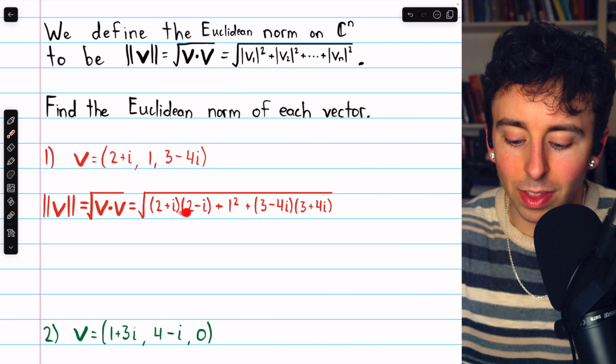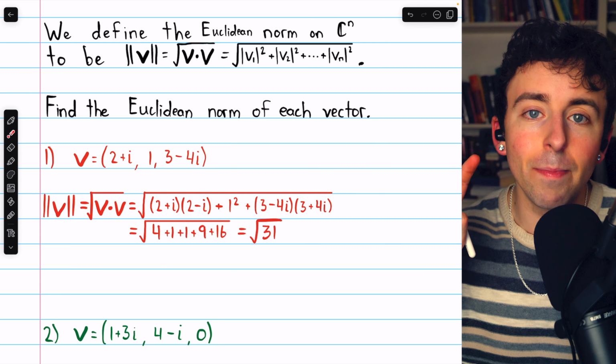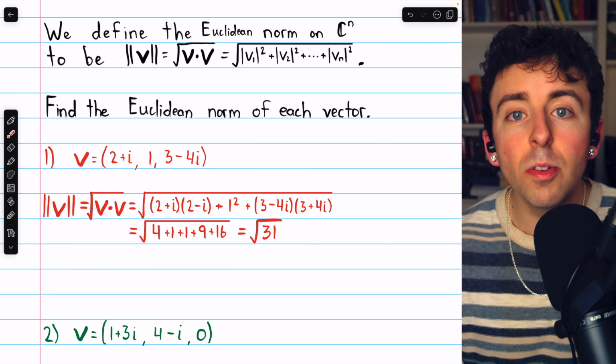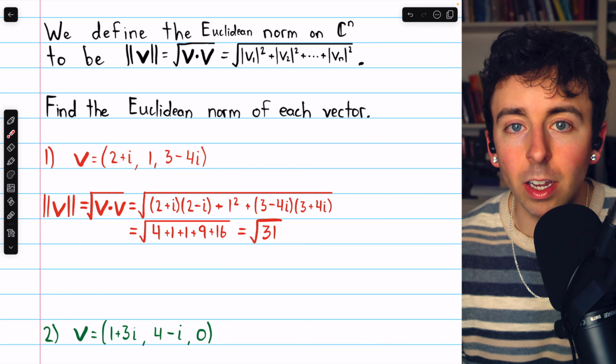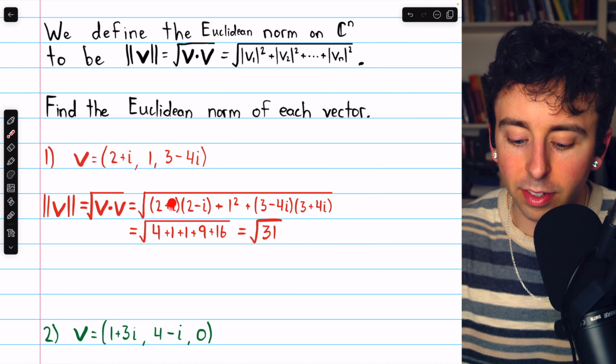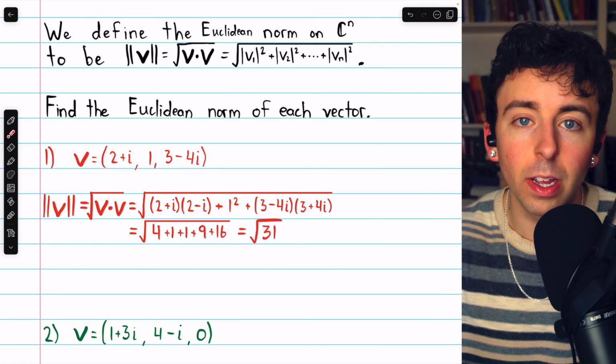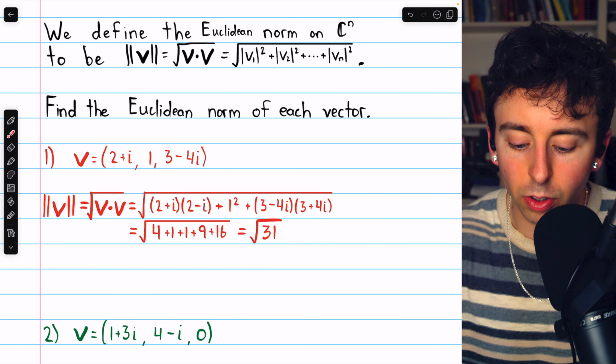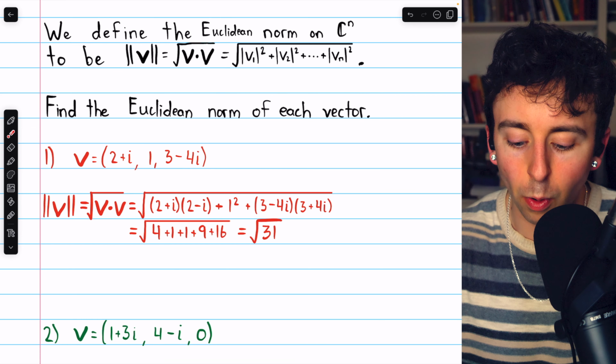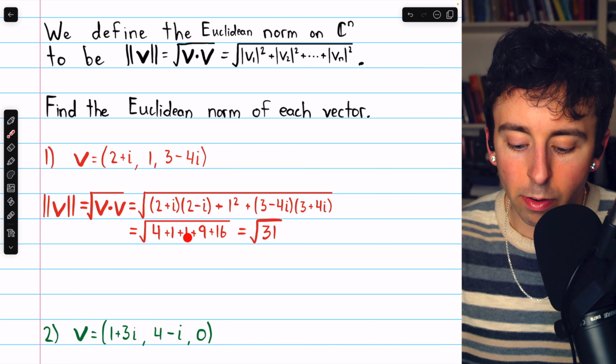Now what happens here with the conjugate is what we might call the middle terms cancel out. You may recall that when you multiply by a conjugate, you get the difference of squares. We would have, for example, 2 times negative i and positive i times 2. Those would cancel out. So we would just end up with 2 times 2, which is 4, and i times negative i, which is positive 1. So we see 4 plus 1. And then 1 squared is just 1.